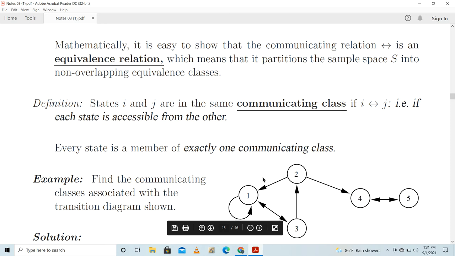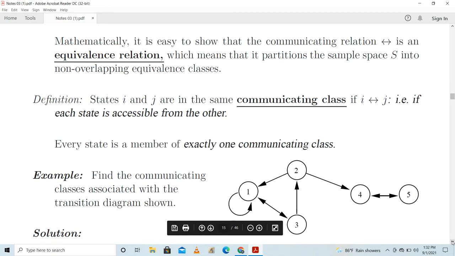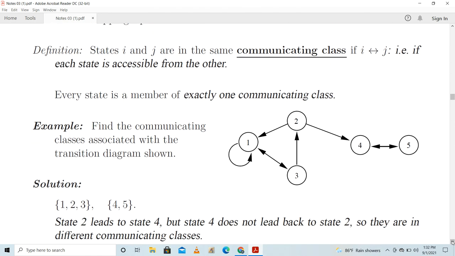That is, you can clearly see when you take states 1, 2 and 3, these 3 are accessible with each other. So, we call states 1, 2 and 3 one communicating class. And if you look at 4 and 5, from 4 you can reach 5, from 5 you can reach 4. They are two communicating states. But you can't access other states if you are in one of these two states, 4 and 5. So, we call 4 and 5 another communicating class. So, in this transition diagram, you have two communicating classes, that is 1, 2, 3 and 4, 5.